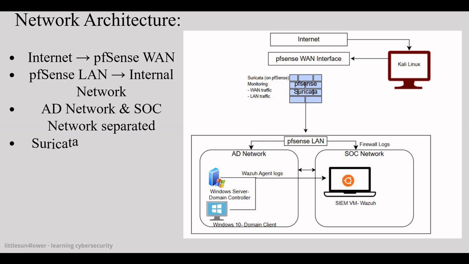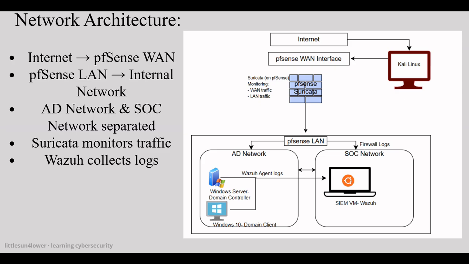So now here comes the core architecture of my home SOC lab. At the top, we have the Internet. Kali Linux is placed outside the internal network and acts as an external attacker. It interacts with the pfSense WAN interface, just like a real-world attacker would target a public-facing firewall. pfSense acts as the perimeter firewall. It separates external traffic from the internal LAN and enforces security rules.